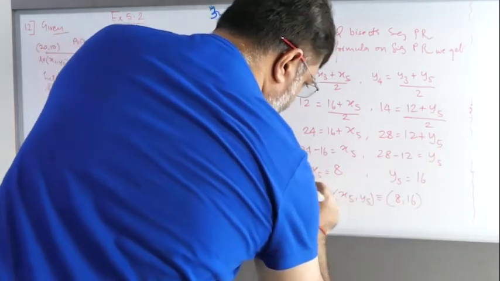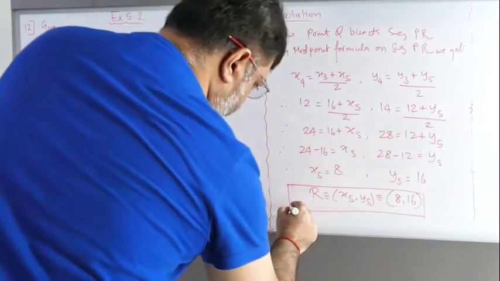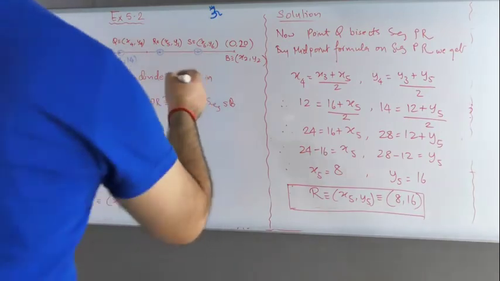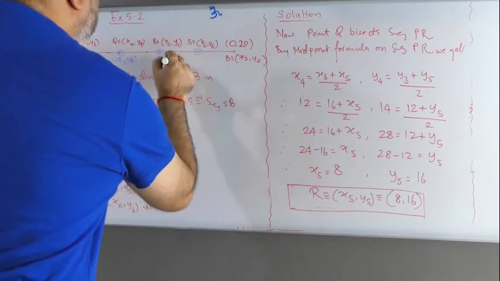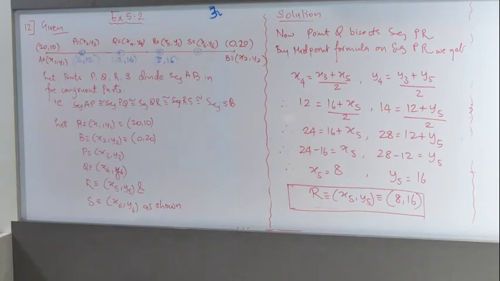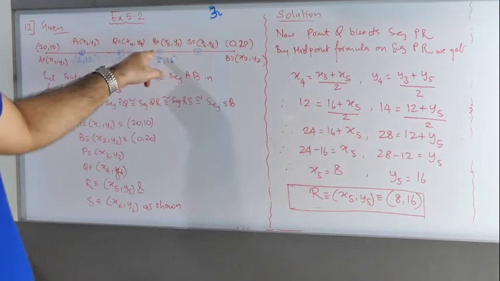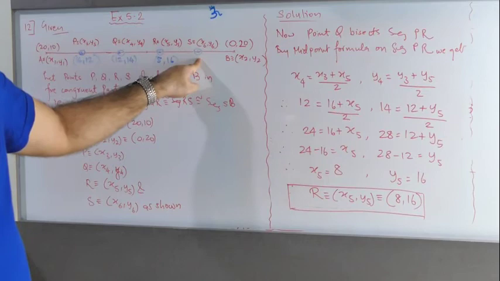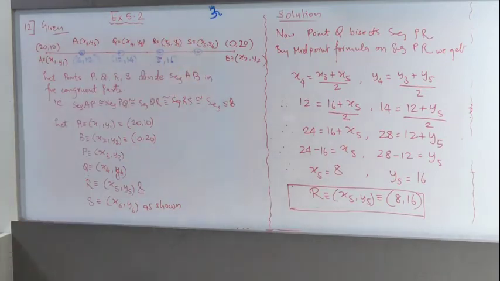So you got the next point. Now you have got 3 points, and this is (8, 16). Alright, now only 1 point remains. So for that 1 point, what will you do? Now you will select RB and apply the midpoint theorem to get the coordinates of S. Okay? Let's do that.